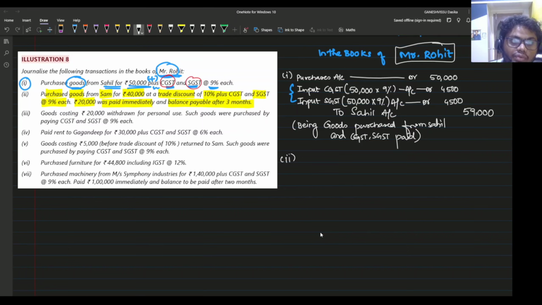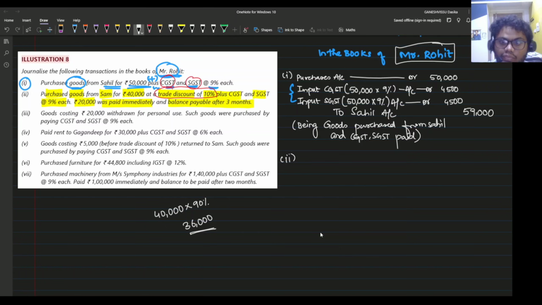So what is the value? 40,000 is the amount of goods he has purchased, from which 10% is the trade discount. That means the value he is purchasing is 90%. He is only paying 90% value for 100%. What would be the 90% of 40,000? That would be 36,000 rupees. So the value for the goods he is paying is 36,000.